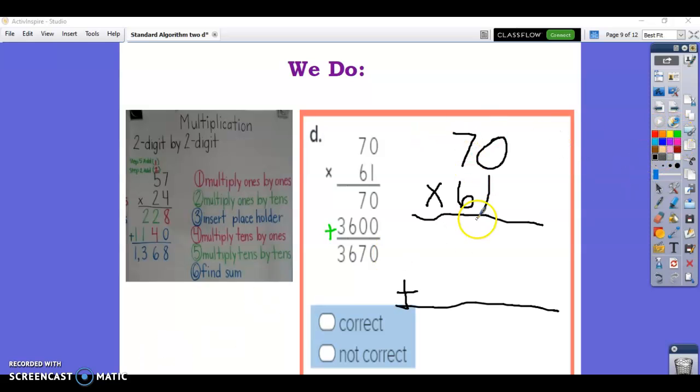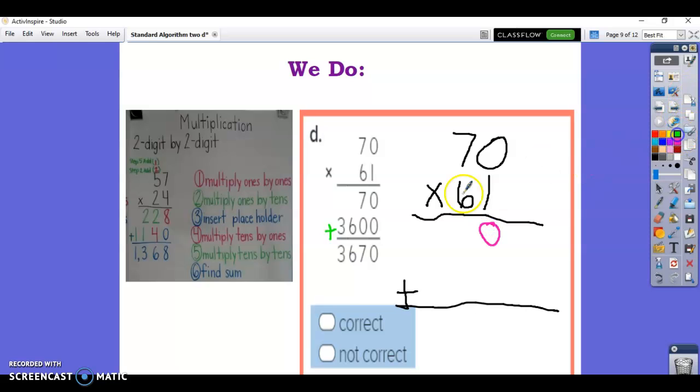Okay, so you should have 70 times 61. And remember with our zeros that anything times 0 is always going to be a 0. So it's very important to make sure you follow the steps correctly. Okay, so step 1, multiply ones by ones. 0 times 1 is a 0.